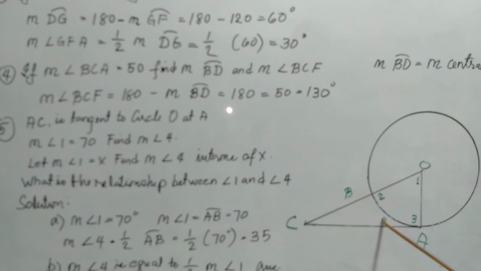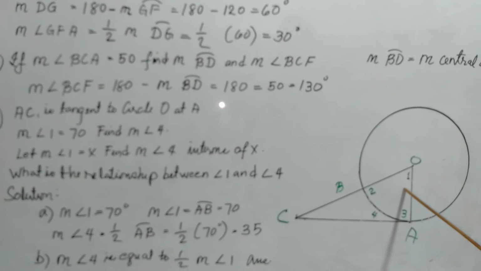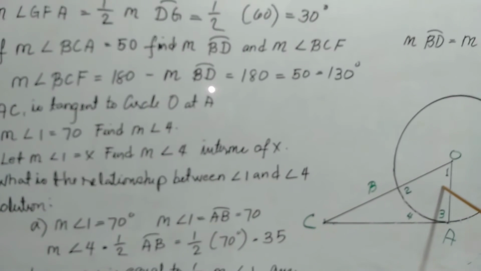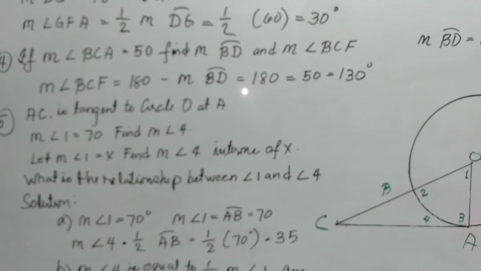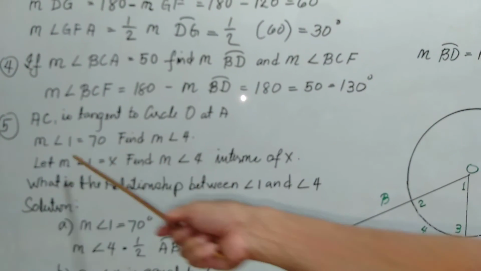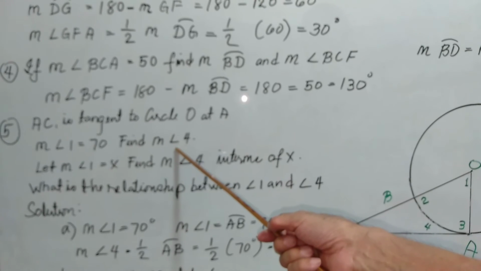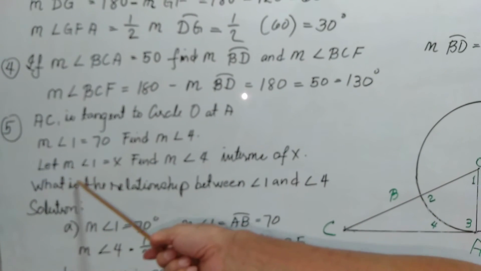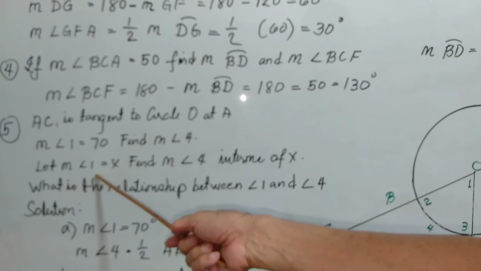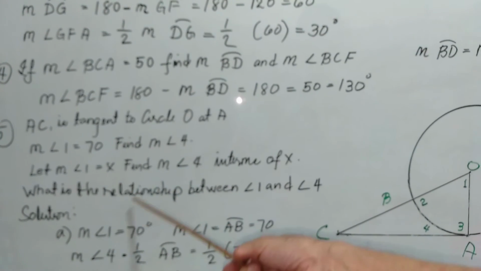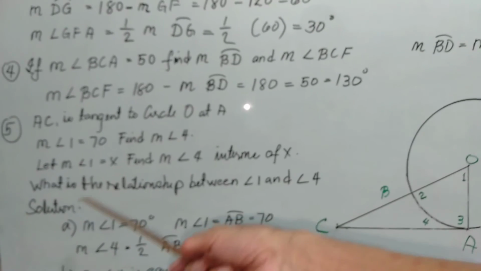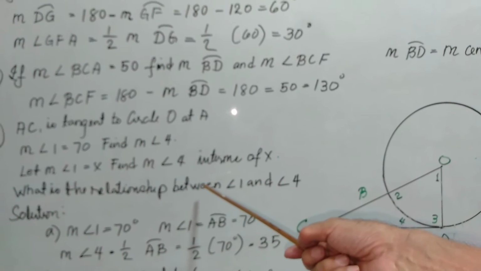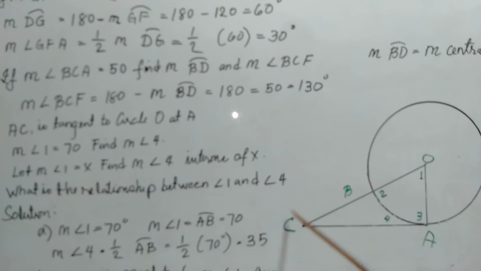We let the measure of angle 1 be equal to x. For number 1, we are asked to find the measure of angle 4. For number 2, we are asked to find the measure of angle 4 in terms of x. So what is the relationship between angle 1 and angle 4?